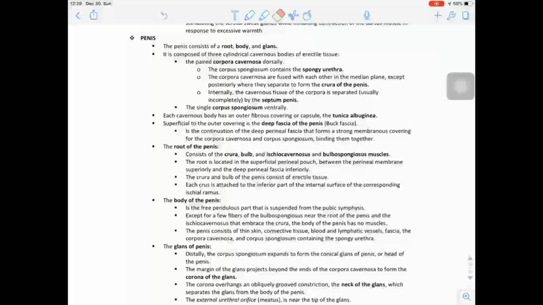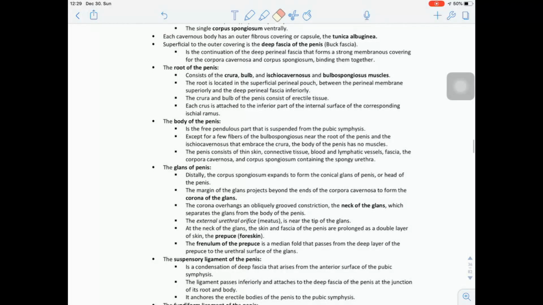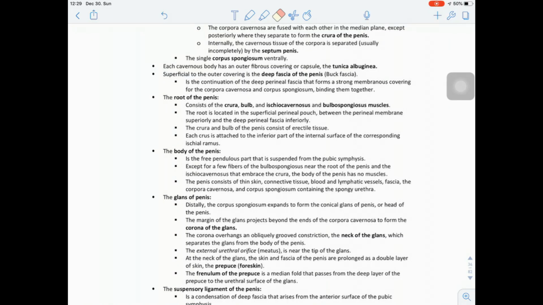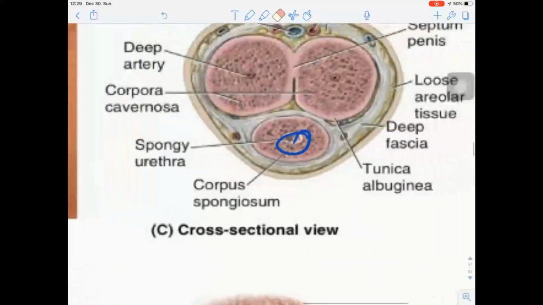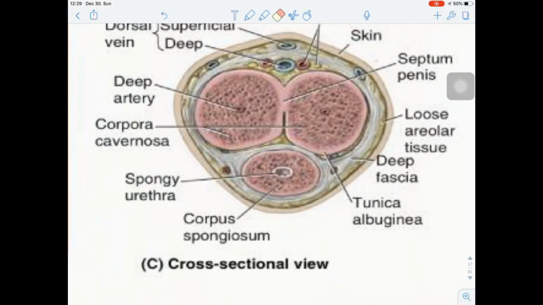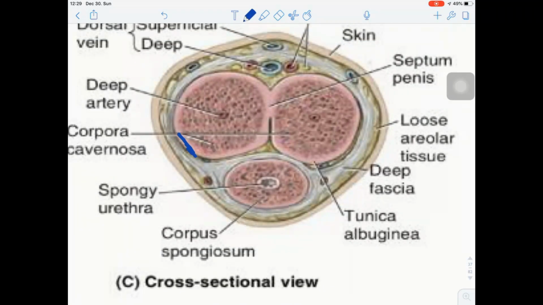So we talked about the root of the penis, now the body. Since we are talking about the body, let's talk about these structures. I would say a lot of it you've done in histology. Two corpora cavernosa you've got on the dorsal side, and a single corpus spongiosum on the ventral side, with the urethra passing through it, the fourth part of the male urethra, the spongy part. Each of these has a capsule surrounding it called the tunica albuginea.